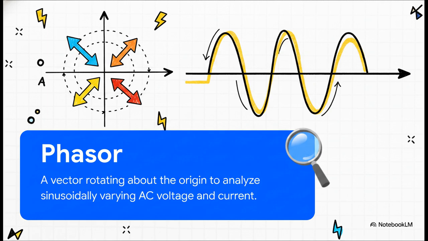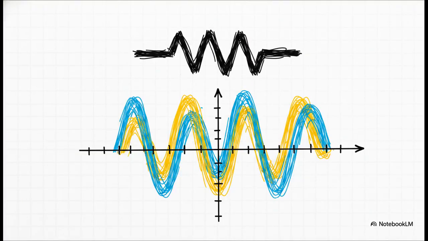Even though voltage and current are technically scalar quantities, these rotating arrows let us easily analyze and represent these sinusoidally varying AC waves. It's really just a fantastic visual shortcut to understanding oscillating energy. Okay, first up is the pure resistor.